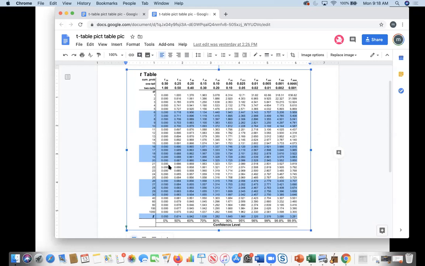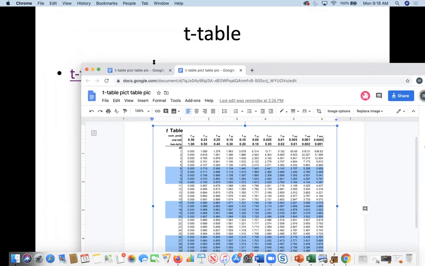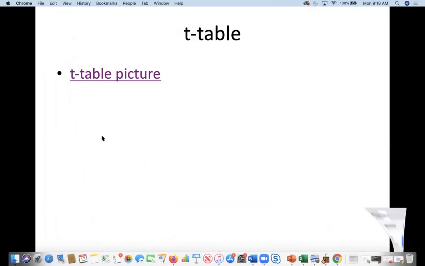Here we have a whole bunch of different critical t's, and we have different critical t's depending on, once again, the degrees of freedom over here, and also the amount of tails and the alpha level that we choose. So I'll minimize this right now. We will be dealing with this in more detail in a second.